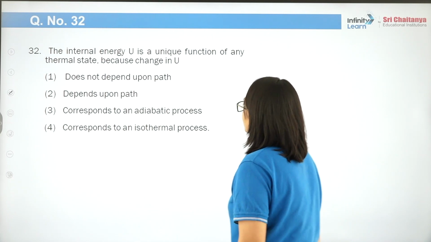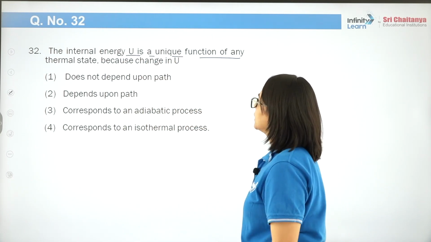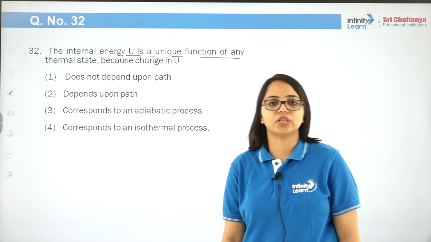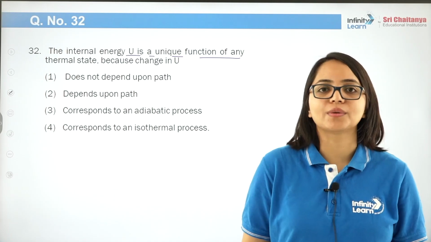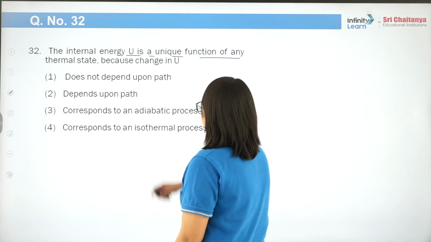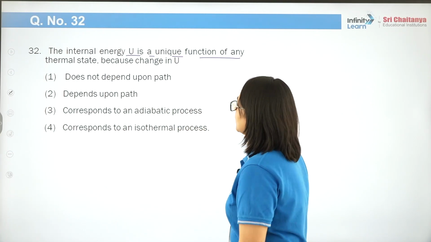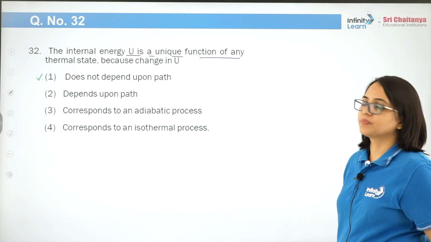Question number 32. The internal energy U is a unique function of any thermal state, because change in internal energy is a state function. It is not a path function. It does not depend on the process. It depends on the initial and final state of the system, right. So, it does not depend on the path. So, that is why option 1 is the correct answer.